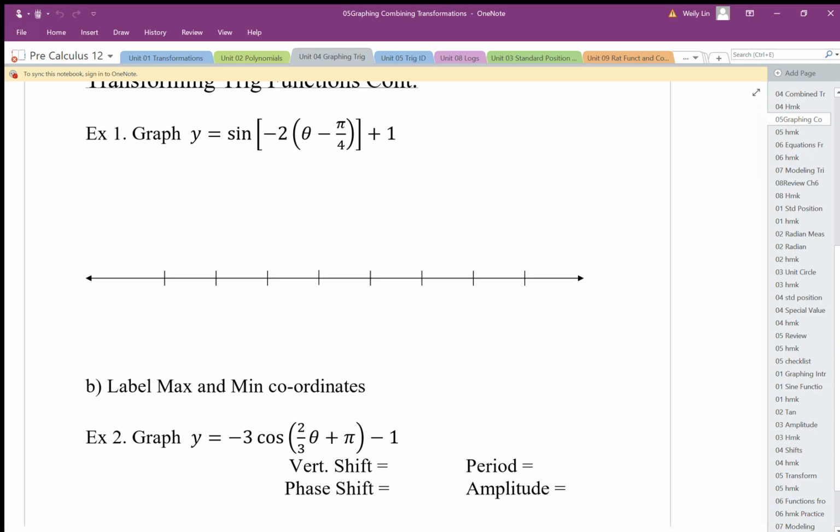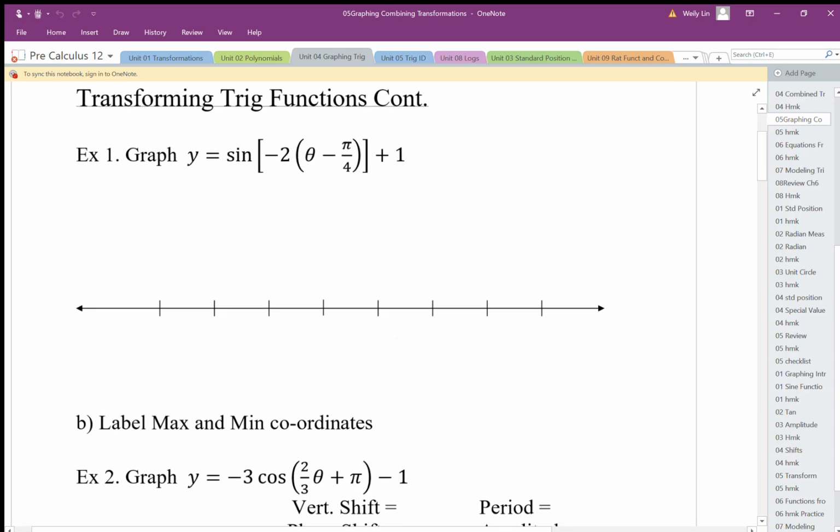Okay, for each quadrant. So when we look at this, we need to think, what are the four main parts? Okay, so what is our vertical shift here? We look on the outside, our vertical shift is +1. We need to know what the period is. When we want to know the period, we look at the horizontal expansion compression factor.